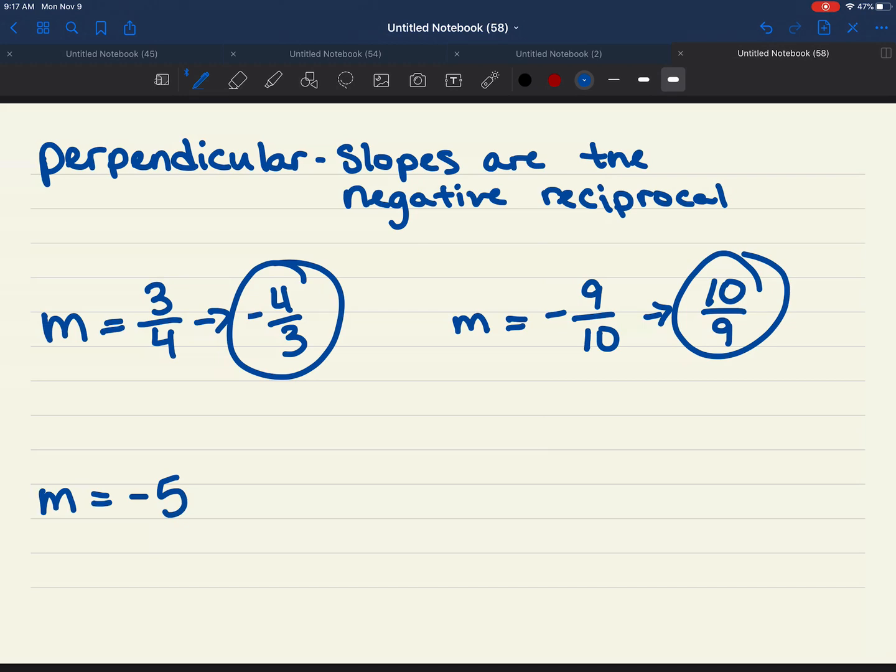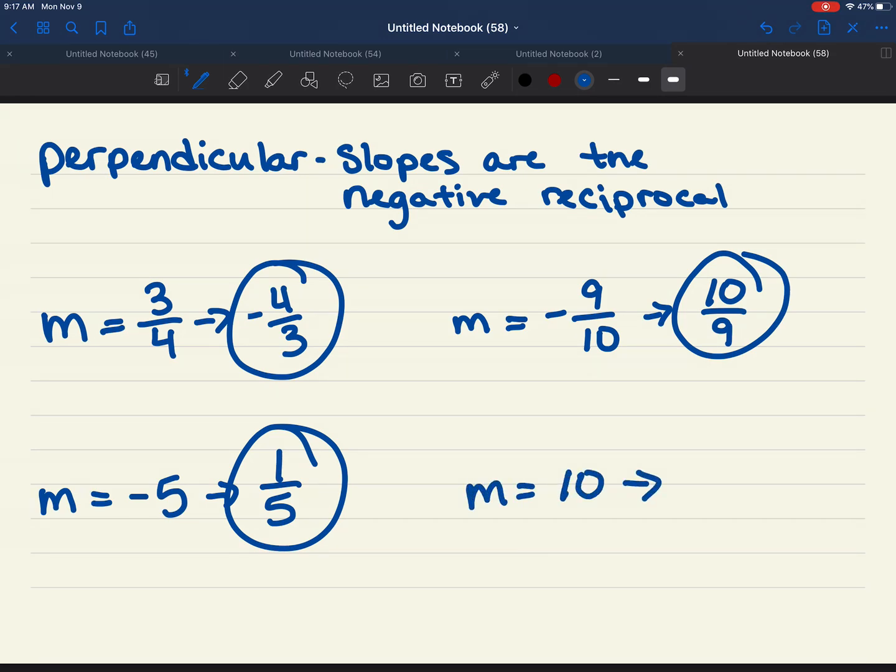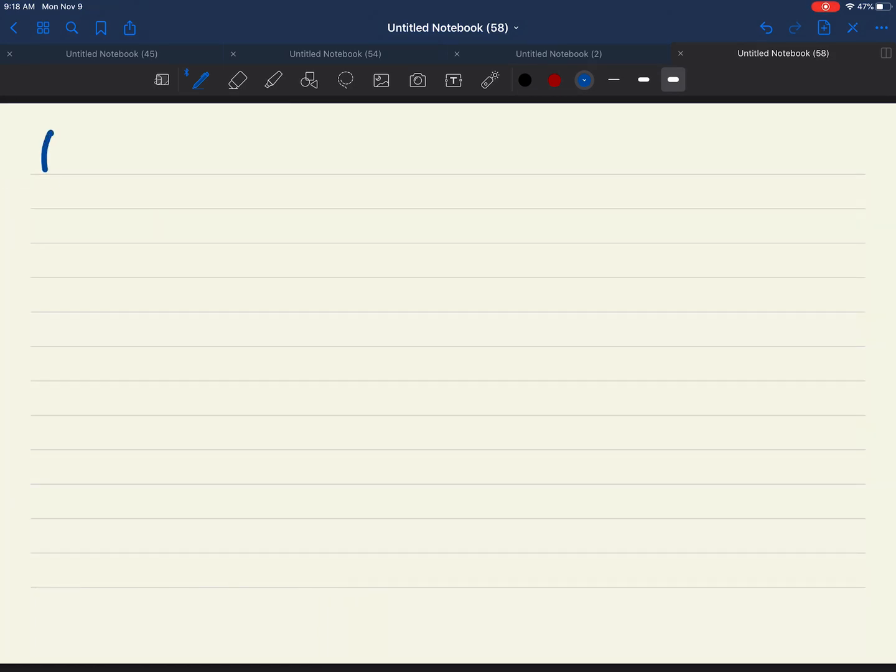What about the negative reciprocal of -5? Nathan? 5, wait no, 1 over 5. 1/5. And what about the negative reciprocal of 10? Tucker? -1/10. Good. Okay, so again, a simple thing for us to do: flip the fraction, change the sign. Yes? Okay, here we go.